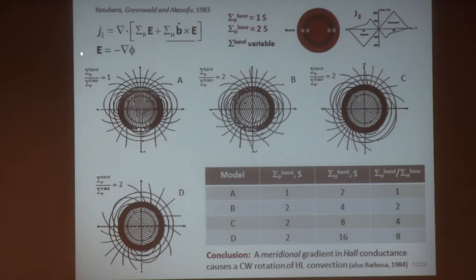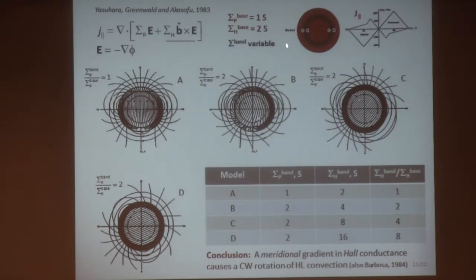So they solved this basic equation for the ionosphere. This is basically the divergence of the height-integrated perpendicular current in the ionosphere, and that's equal to the height-integrated divergence of the parallel current, which is just J parallel in this case, making the electrostatic assumption. And they assumed a simple model here.